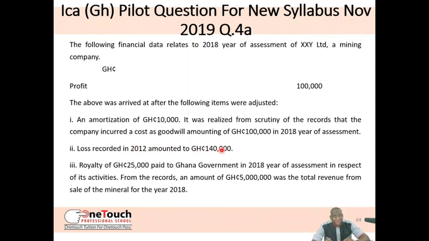Remember, 2013, 2014, 2015, 2016, 2017. It will be 5 years following. But this year is 2018. We learned that if after 5 years you could not generate sufficient profit to absorb the loss, it can no longer be carried forward. That's the principle we learned. And we're going to apply it to solve this question.